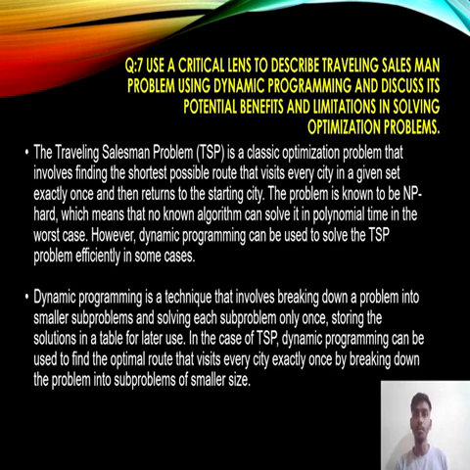Question number 7. Write a critique to describe the traveling salesman problem using dynamic programming and discuss its potential benefits and limitations in solving optimization problems. The TSP, traveling salesman problem, is a classic optimization problem that involves finding the shortest possible route that visits every city in a given set exactly once and then returns to the start city. The problem is known to be NP-hard, which means that no algorithm is known that can solve it in polynomial time in the worst case. However, dynamic programming can be used to solve the TSP efficiently in some cases.